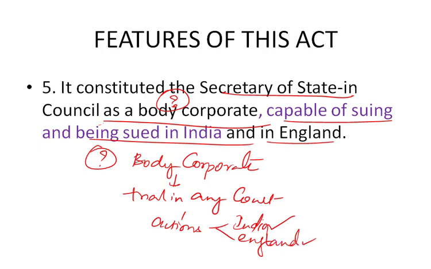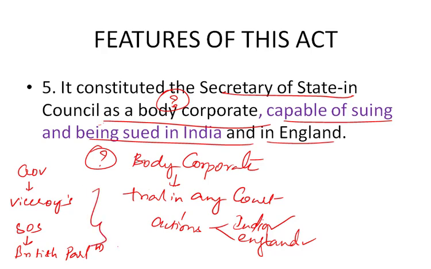At every level of administration, for example, the governors of different presidencies are responsible for the acts done by them to the Viceroy of India, and the Secretary of the State and his council are responsible for their acts to the British Parliament. So, for the first time, accountability and responsibility is vested in Indian administration. That's why this act is known as the Act of Good Government.